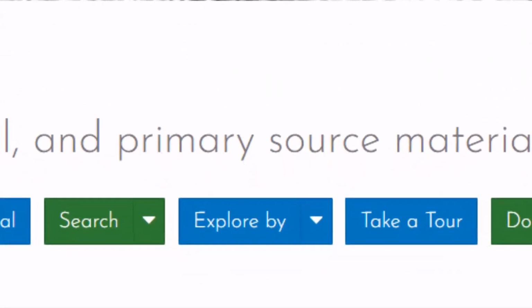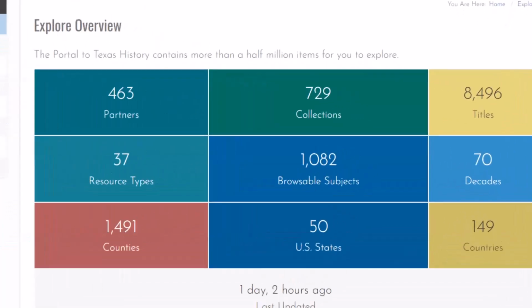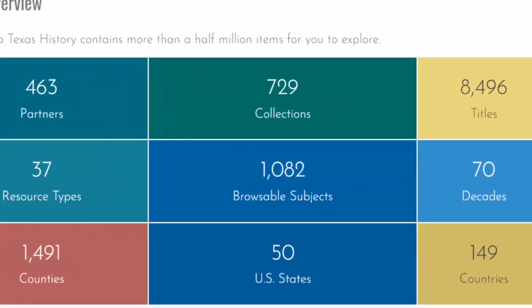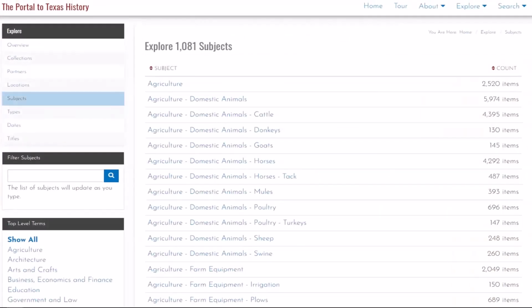So if you click on the Explore By, browsable subjects is right there in the middle. You can see that we have 1,082 different browsable subjects at this time to kind of help filter out and narrow down what it is you're looking for. And you'll see why we can't really pay for someone to read and put all of these browsable subjects in all of the print materials, because it does a nesting thing. So it's agriculture, domestic animals, cattle; agriculture, domestic animals, donkey; agriculture, domestic animals, horses; and then agriculture, domestic animals, horses, tack. And so you can see how it kind of nests in on itself a little bit there.